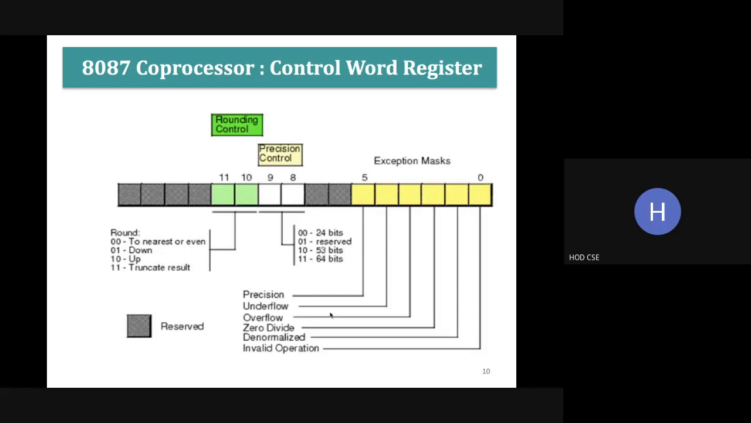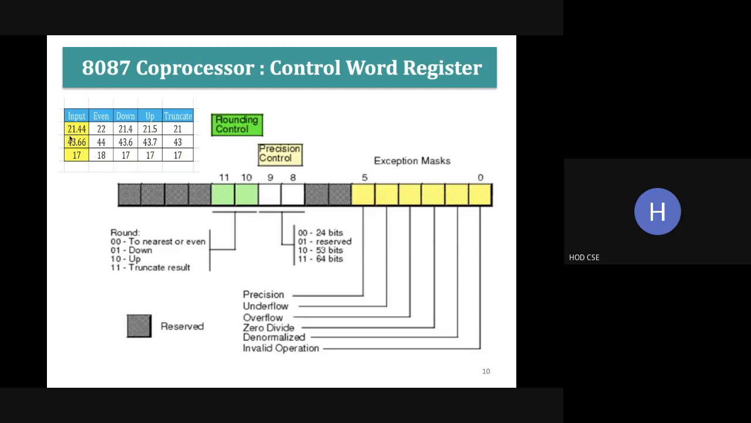Here for precision control, the 8th bit and 9th bit are used. That is, the result is limited to this number of bits. If it is 0, 0, the result can be 24 bits. If it is 1, 0, it is 53 bits. And if it is 1, 1, it is 64 bits. The rounding control also uses bits 10 and 11. So let's see this table here. Let us take an example.